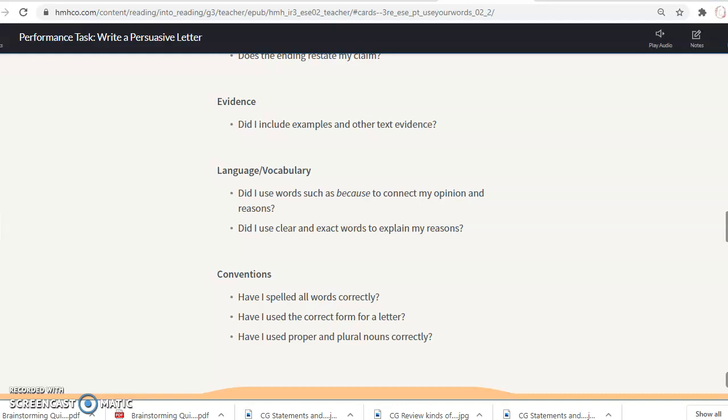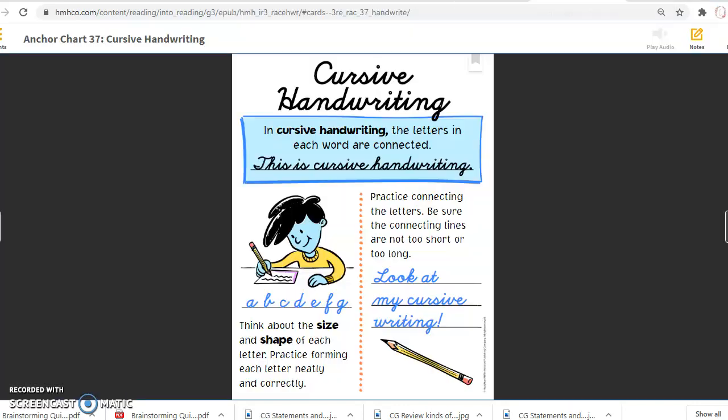Now, before we are done, we're going to review the cursive handwriting chart that you see here. So just as a reminder, in cursive handwriting, the letters in each word are connected. So you can see the example there that says this is cursive handwriting. And you'll notice how all of those letters are connected to one another instead of having spaces between them like these letters that were printed up here.